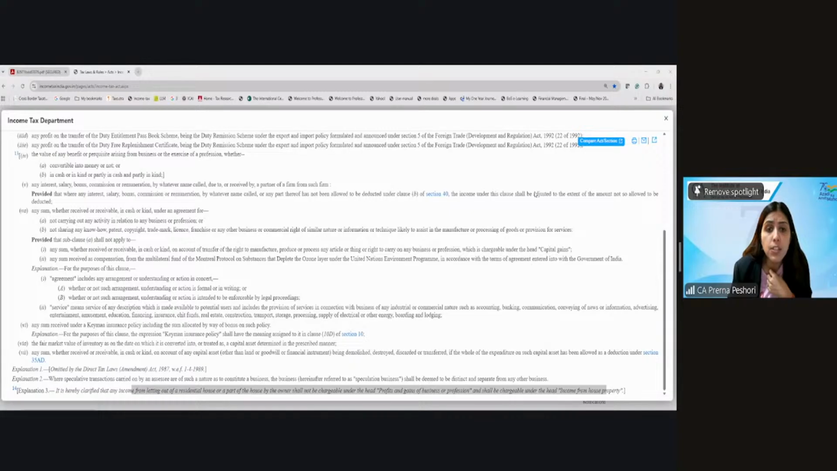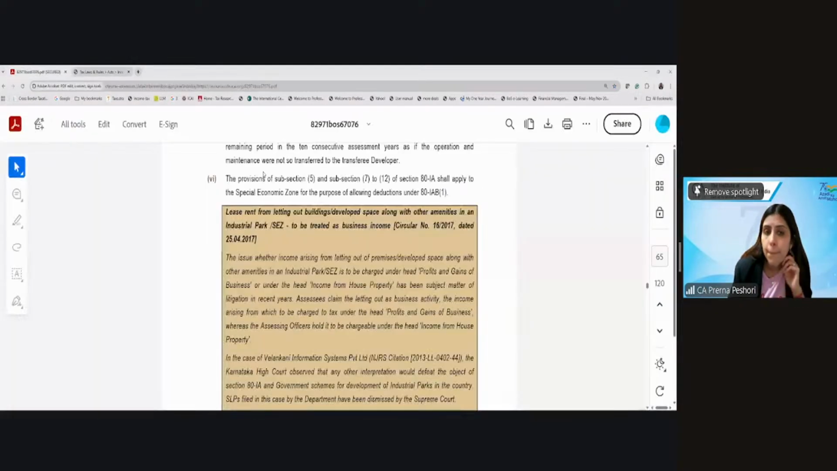So where I am into the business of leasing of residential house property, even then it will be IFHP and not PGBP. But what if I am into the business of leasing the commercial property? Then in that case, there was one ruling which is applicable. Which is that ruling? Chennai Properties case, students. Yes, Chennai Properties.